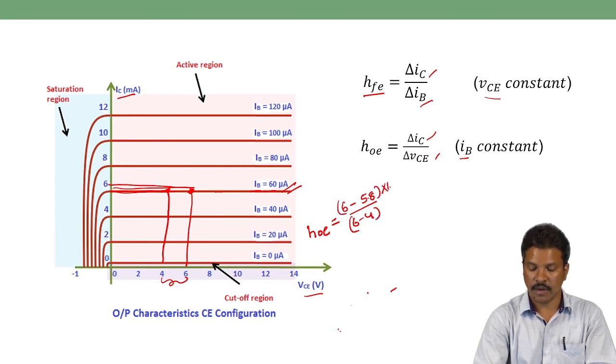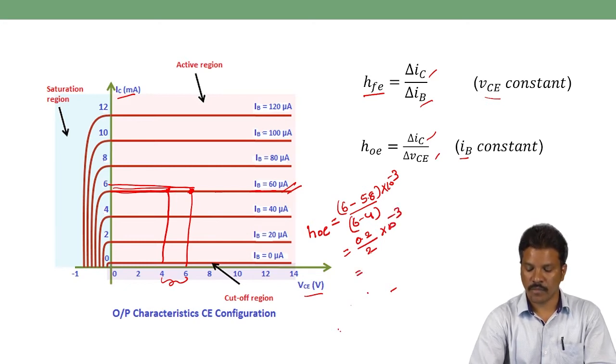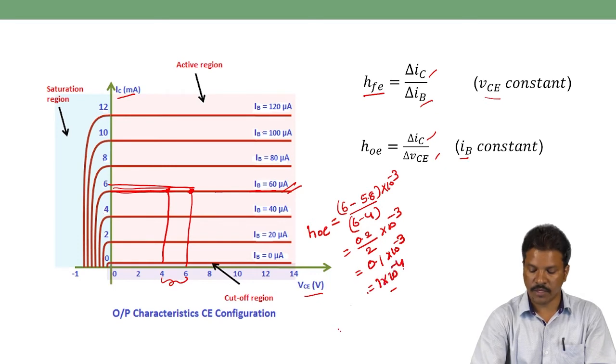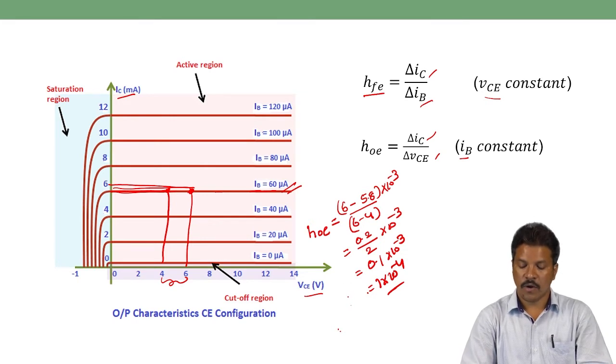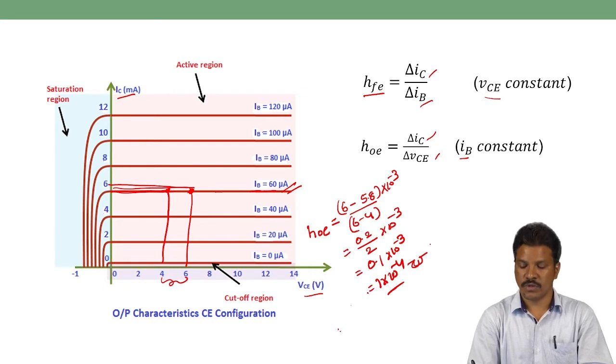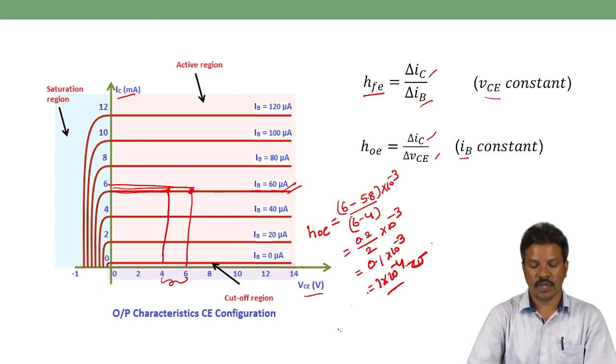It is in milliampere, 10 power minus 3. So 0.2 divided by 2 into 10 power minus 3. So you will get 0.1 into 10 power minus 3, nothing but 1 into 10 power minus 4 approximately. So we can get this output admittance as 1 into 10 to the power minus 4 mhos. The unit for admittance is the reciprocal of ohms, so it is represented with mhos. So in this way we can calculate it.